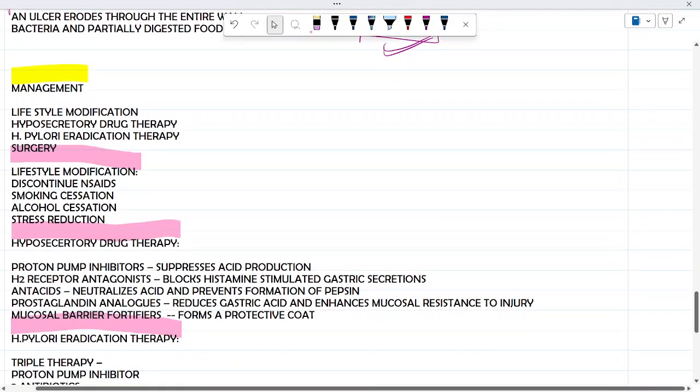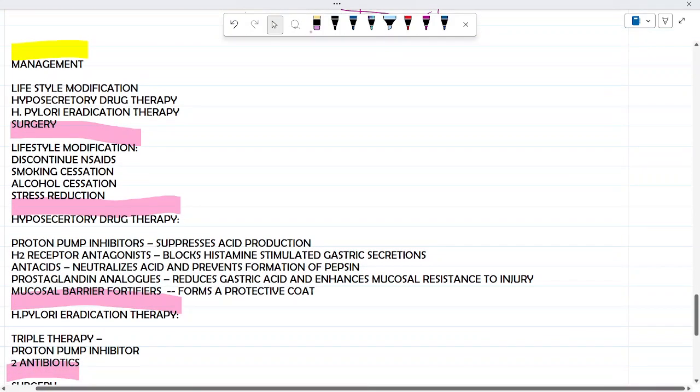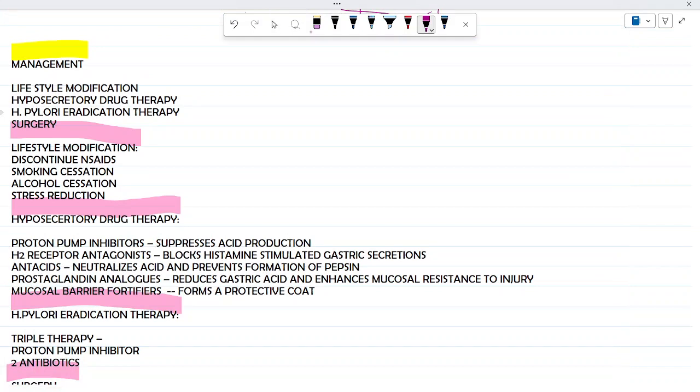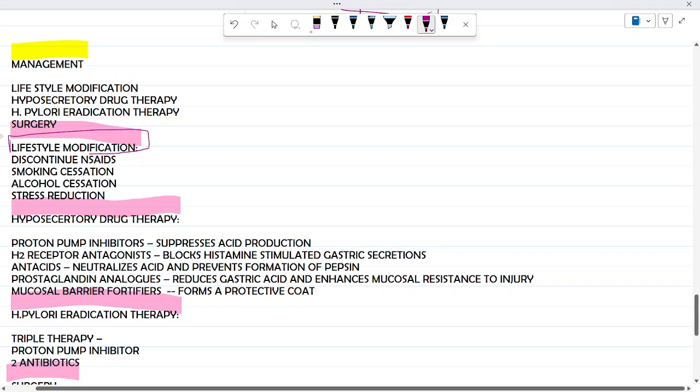Management in case of peptic ulcer is divided into four subsections. The first one, that is lifestyle modification. Second is the hyposecretory drug therapy. Third being the H. pylori eradication therapy, and the fourth is surgery. So if we see about the lifestyle modification, advise the patient to discontinue the drugs, that is non-steroidal anti-inflammatory drugs. Smoking and alcohol should be stopped, and stress should be reduced.